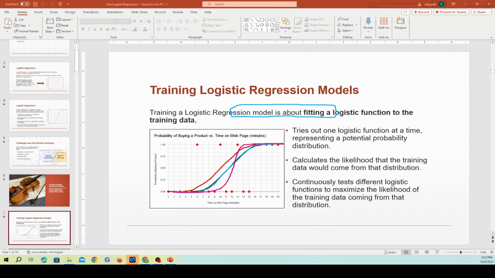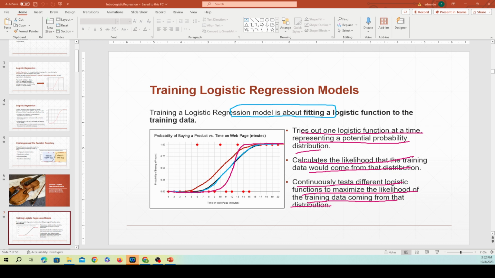Okay, so it tries out one logistic function at a time. So we did the red one, representing a potential probability distribution. So we make calculations. We calculate the likelihood that training data will come from that distribution, and then we make adjustments. We continuously test different logistic functions to maximize the likelihood that the training data comes from that distribution. So we keep testing our data, our logistic regression is determining how good the prediction is, and we keep doing it until we have the best logistic regression possible. Okay, so that's what it means to train the data, to tune the logistic regression.